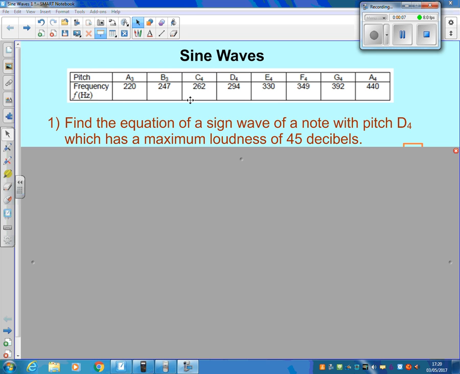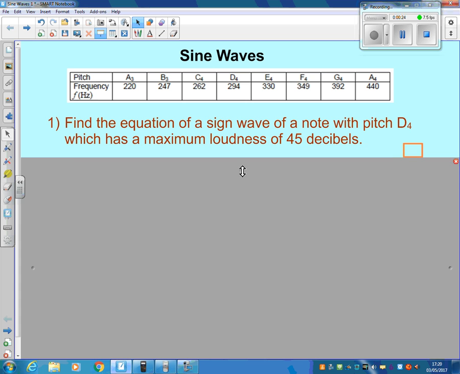Let's look at first of all, you've got a table showing the pitch of certain notes and also their frequencies. And the question says, find the equation of a sine wave of a note with pitch D4, which has a maximum loudness of 45 decibels.